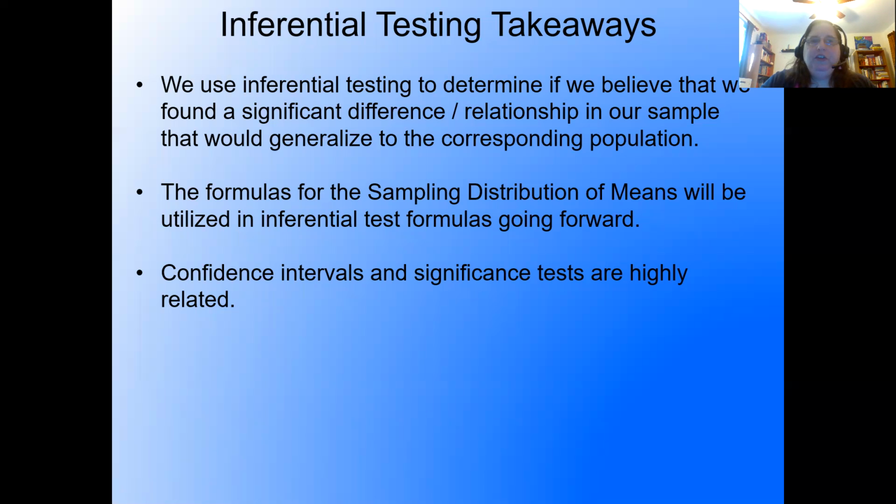Now, the formulas for the sampling distribution of means are going to be used in our inferential test formulas going forward, just like we just used one of those formulas, the standard error of the mean, which will be the most common one we use, in our z-test. And finally, as we've been talking about, confidence intervals and significance tests are highly related.